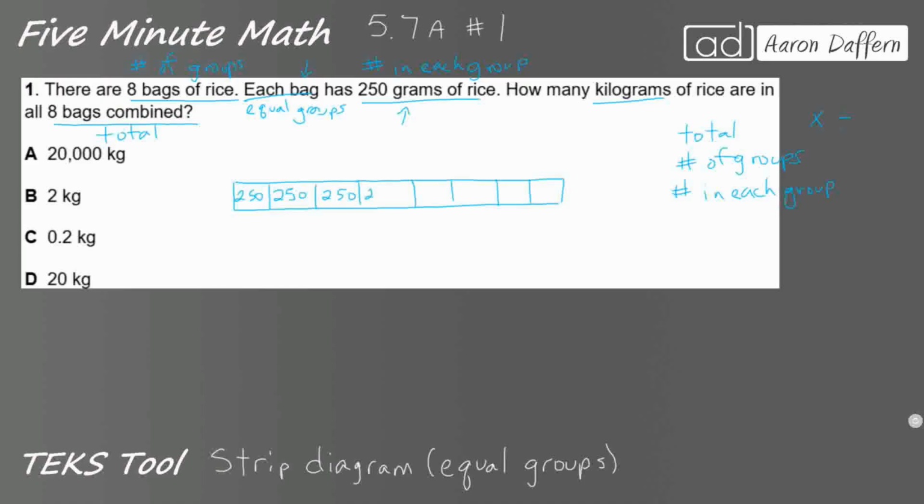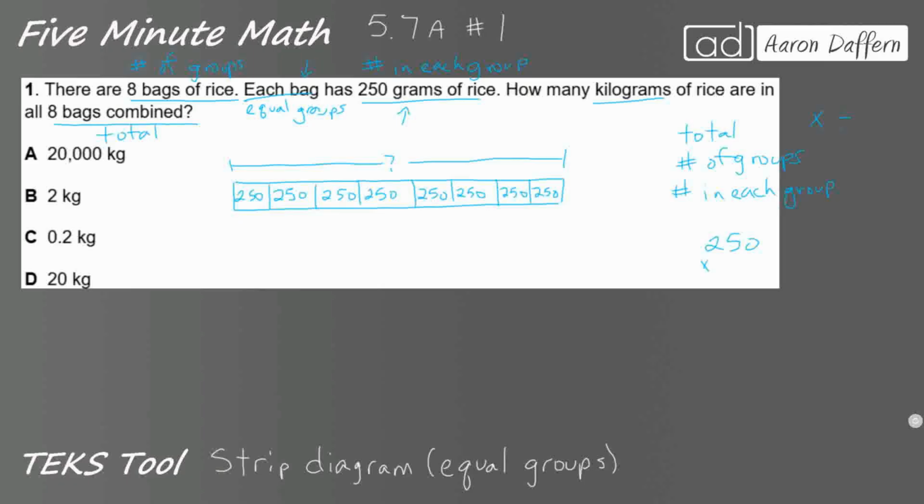And so I've got my number of groups, my number in each group. And then I'm looking for the total, but these are grams. So my total is going to be here. I can add it up if I want to, or I can multiply. So let's go ahead and multiply.